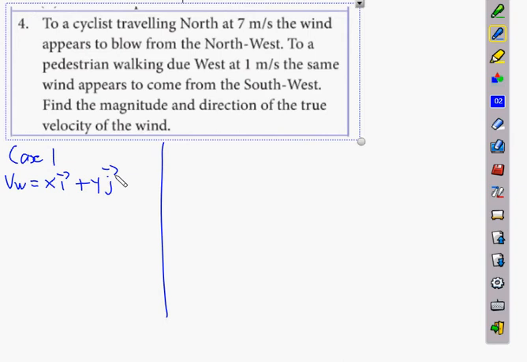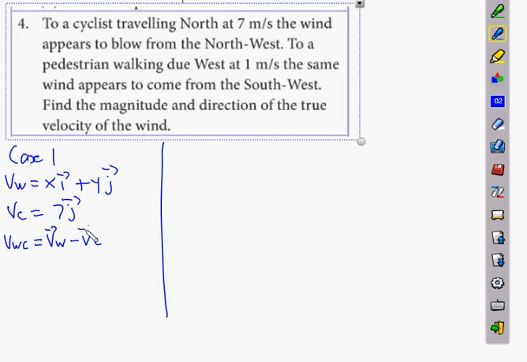Now the second thing is we're going to set the velocity of the cyclist to be north at 7 meters per second, which is going to be 7j. Then the next one is the velocity of the wind relative to the cyclist. Remember, it has to be how the wind appears to the cyclist. So VCW doesn't make sense, but VWC makes perfect sense. And that is VW minus VC.